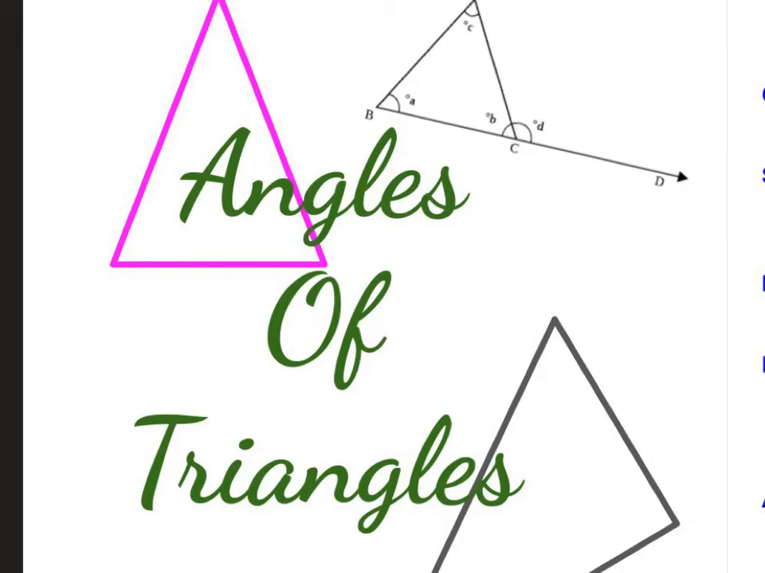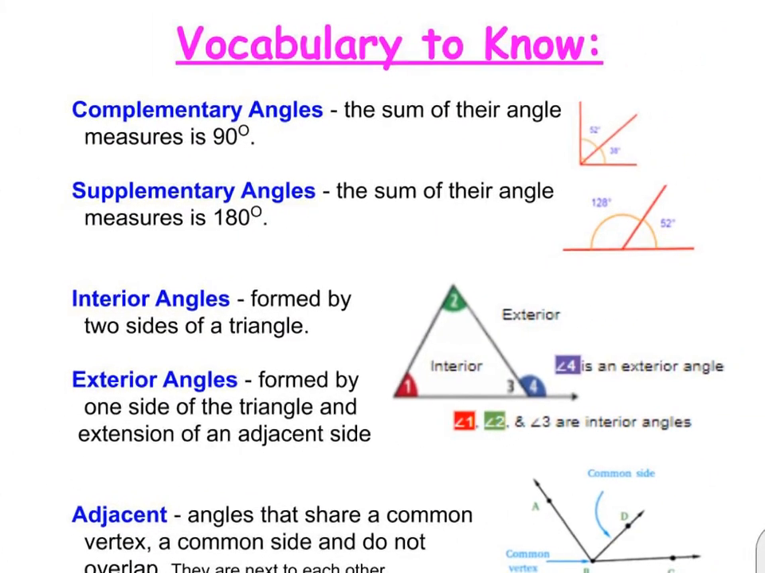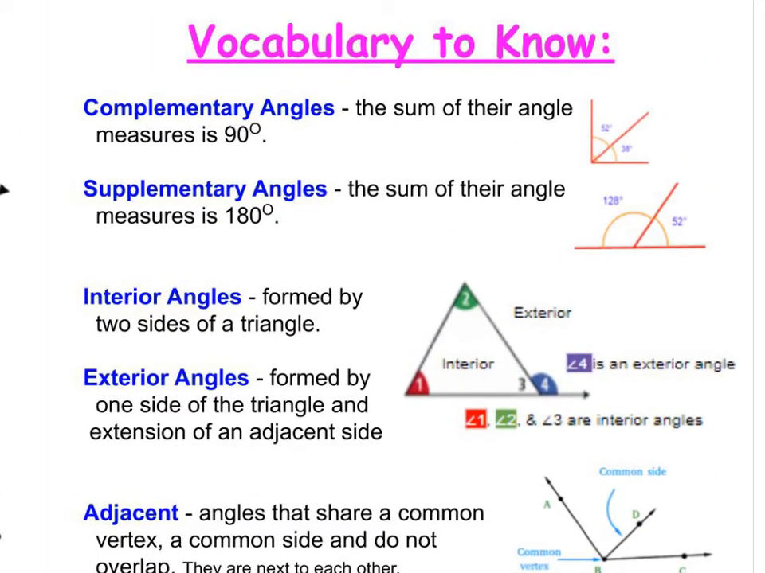Angles of triangles. Let's see, we've got some vocabulary words that you've probably seen before, but some of them we're going to review. You have complementary angles: the sum of their angle measures is 90 degrees. One way I remember complementary is to put a C for the word complementary, and then make a line going down, and that makes it a 9, and that would be 90.